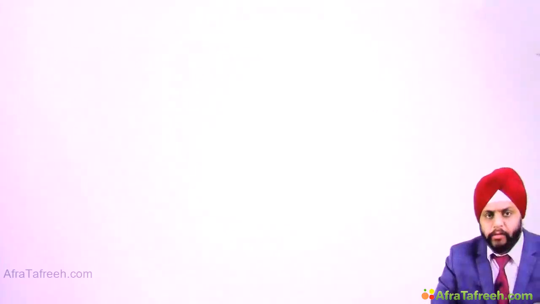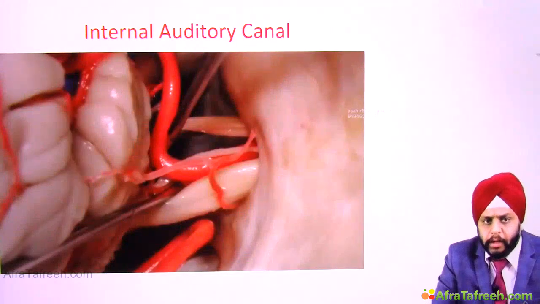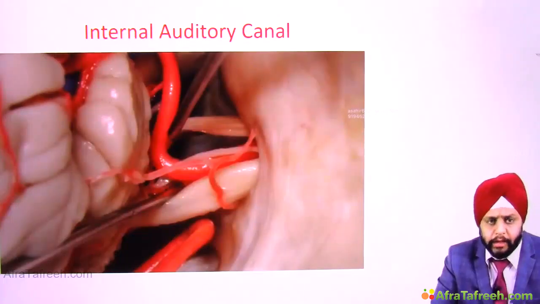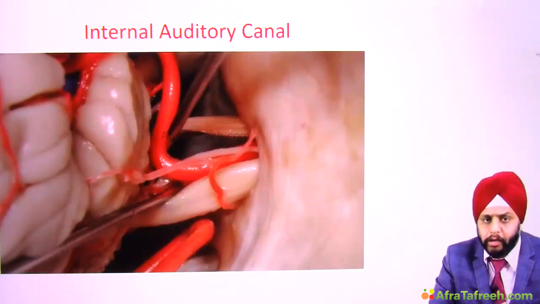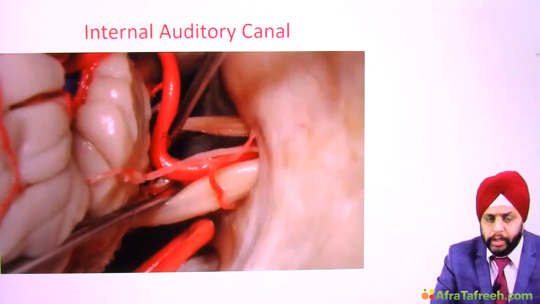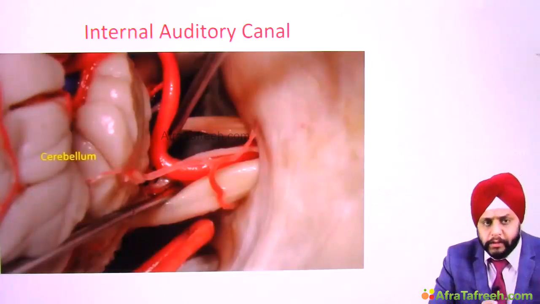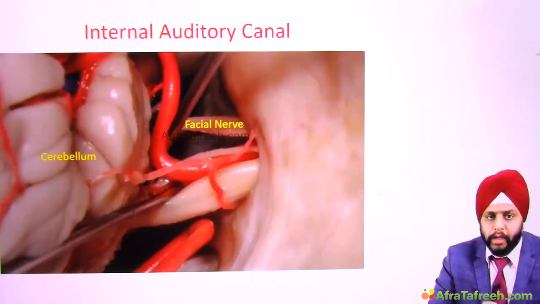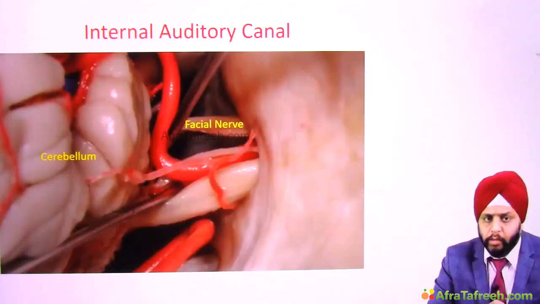Now let us look at some diagrams. This is the diagram of the cerebellum. We can see the brain, the cerebellum, and the internal auditory meatus or internal auditory canal. We can see some structures entering into the IAC. Let's identify them. This is the cerebellum over here. Number 1, we see the facial nerve going into the IAC.